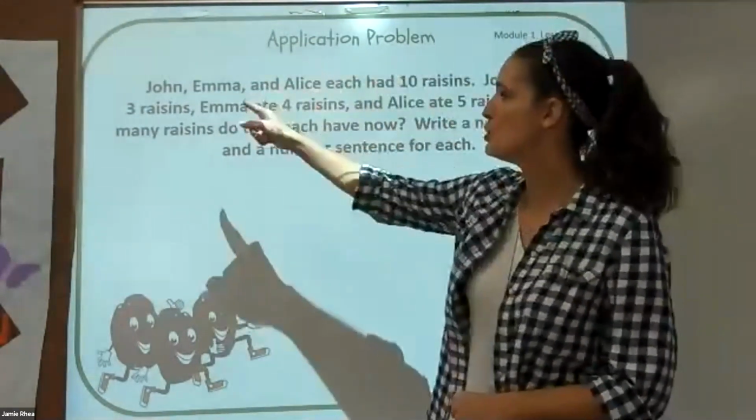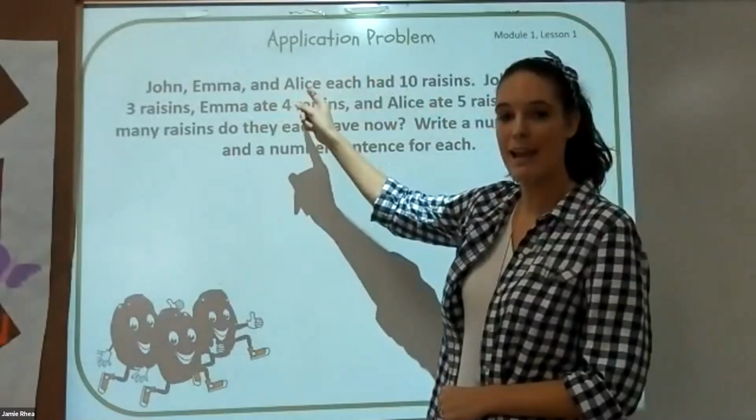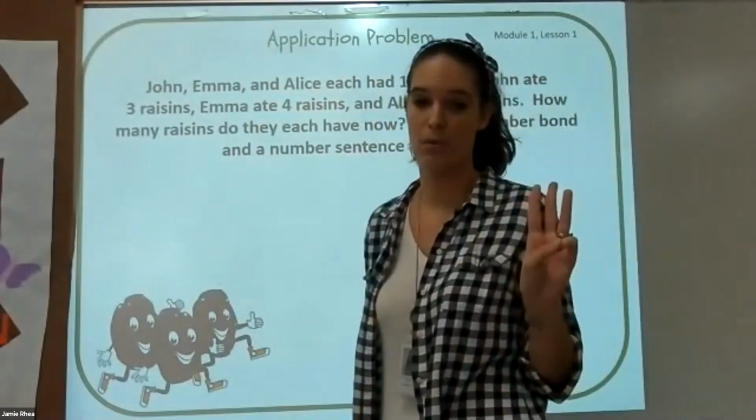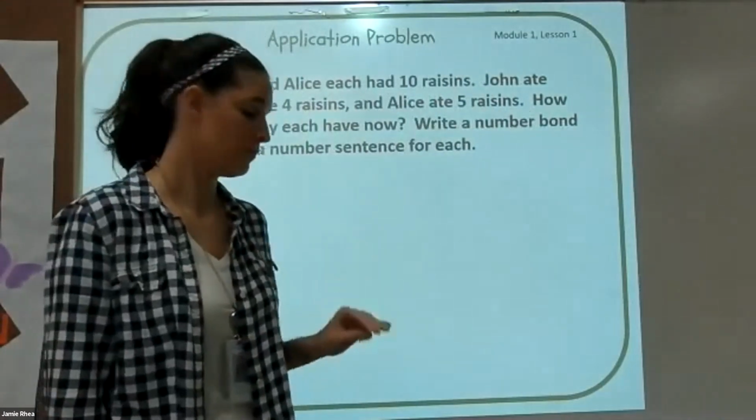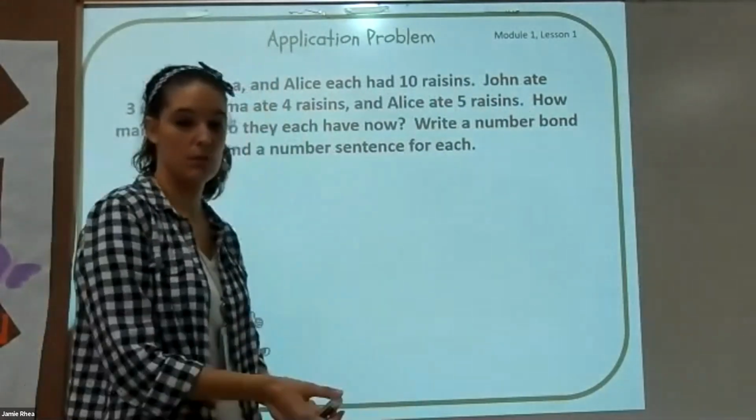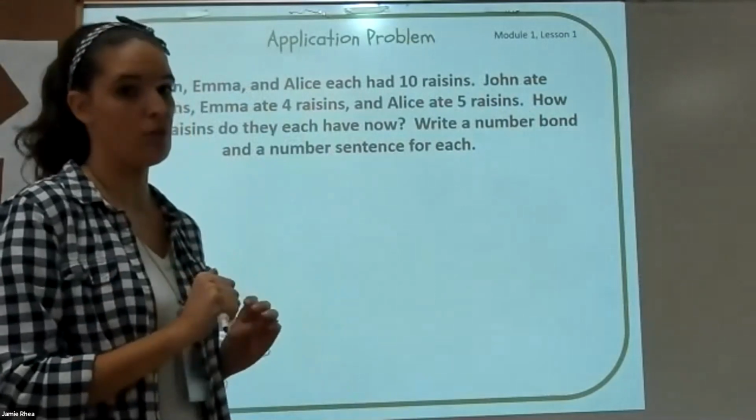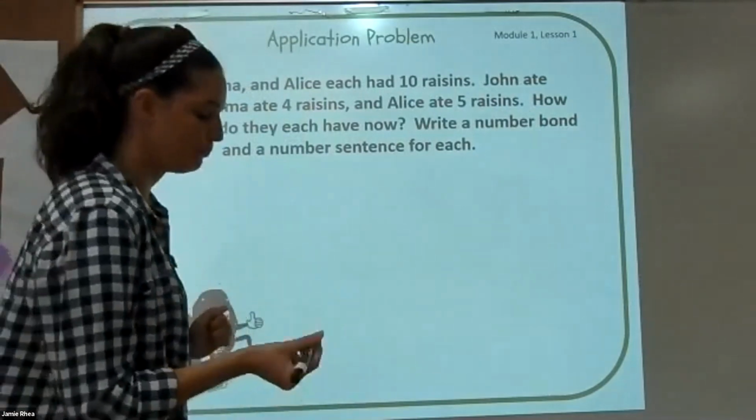Let's go back and look and see how many people we have. We have John, Emma, and Alice. So we have 3 people. That means we need 3 number bonds and 3 problems or number sentences, okay? Remember to label them so you know who is who.